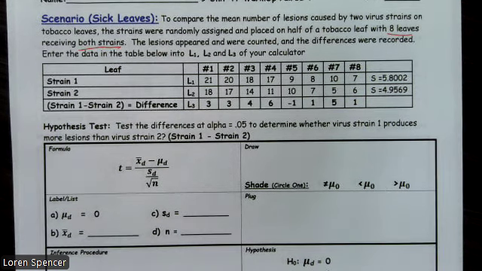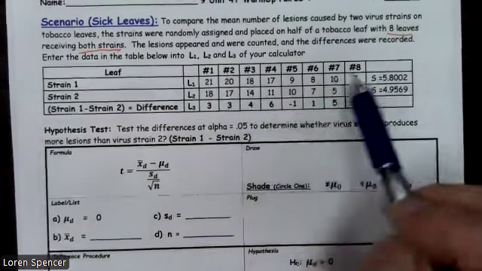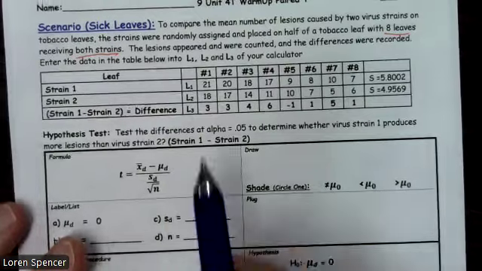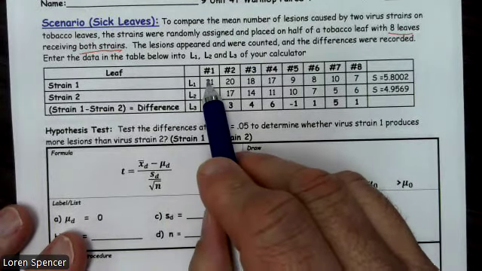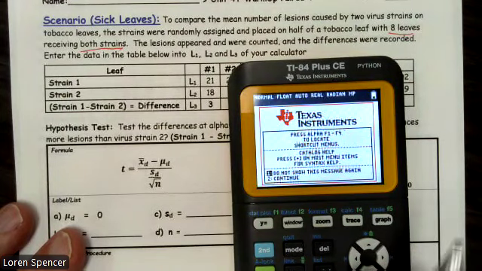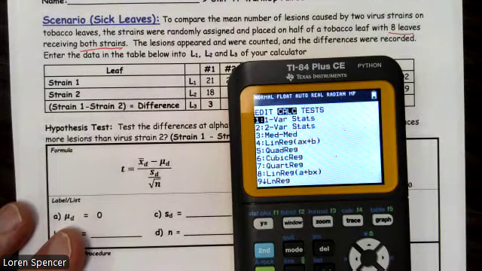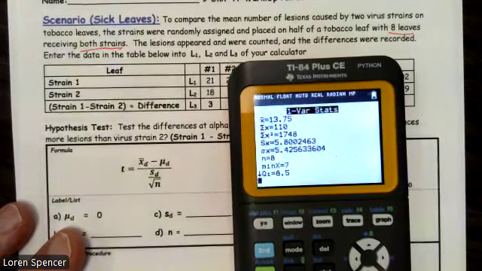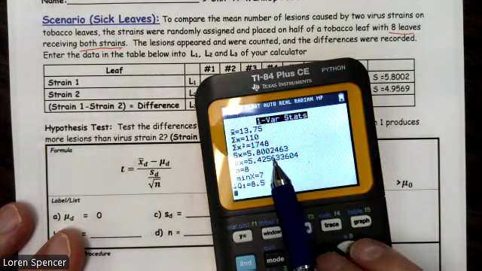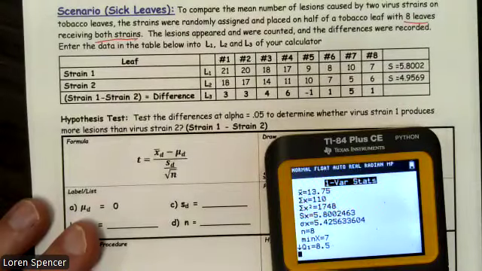The lesions appeared and were counted, and the differences were recorded. So leaf one had 21 of strain one and 18 of strain two. So they counted them up. So you need to take that data and put that into column L1, column L2, and column L3. Now here is something to check you out. If you go stat edit and then stat calc, one var stat, and you check L1, my standard deviation is 5.8002. So I know I got my data in there right. So do that for all of them.